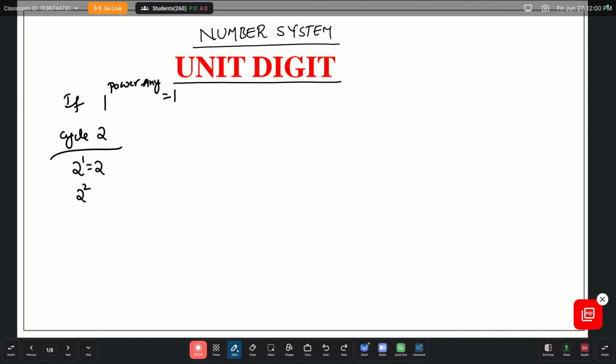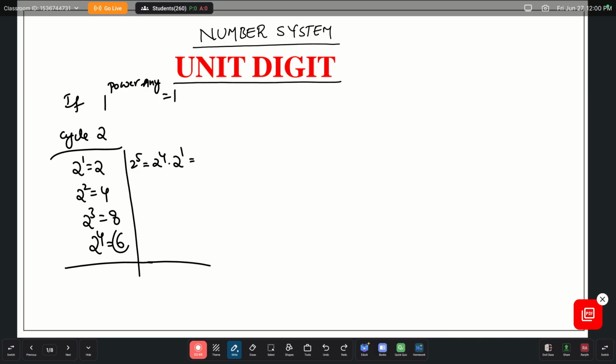Next, so 1 power any value will be equal to 1, where 1 square equals 1, 1 cube is also 1. 1 power any value will be 1. So 2, cycle 2. Cycle 2 equals 2 power 1 equals 2, 2 square will be equal to 4, 2 cube equals 8, 2 power 4 equals 16. Out of 16, the unit digit will be equal to 6.